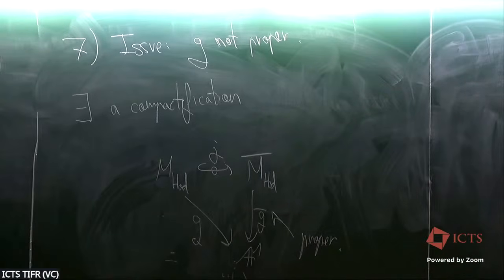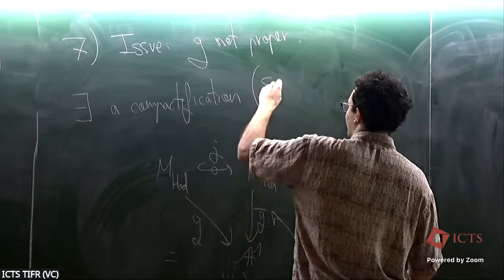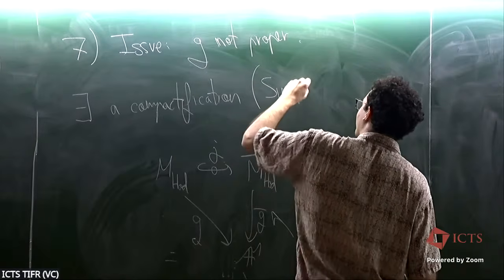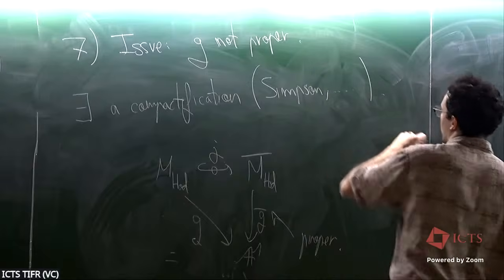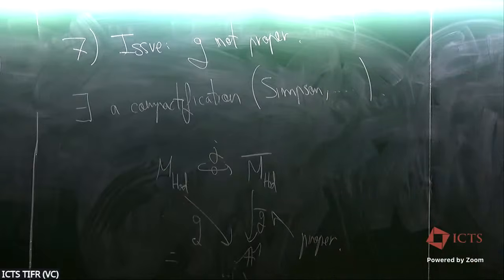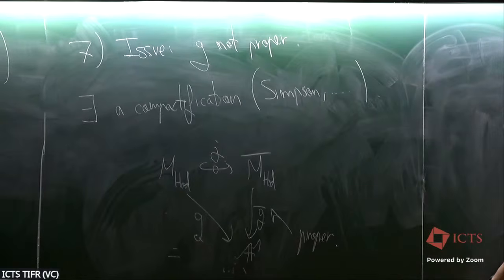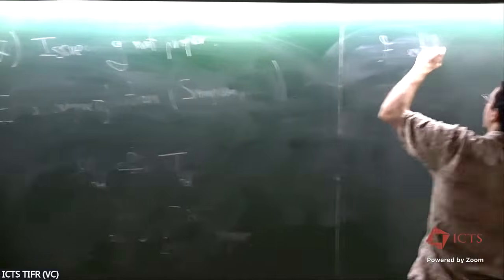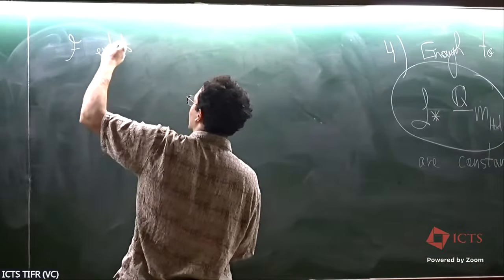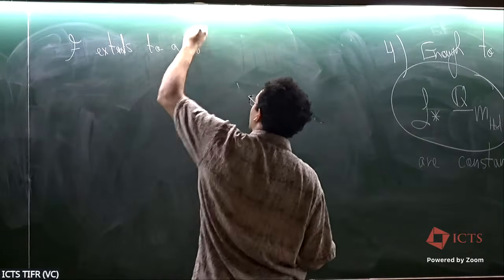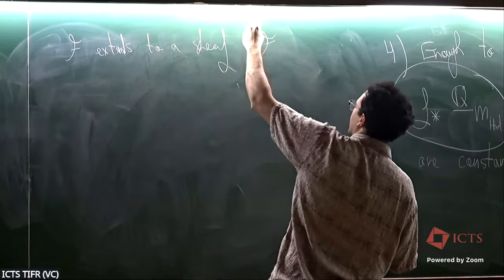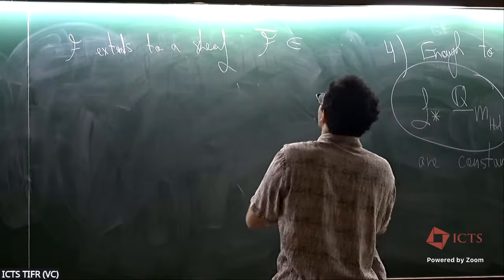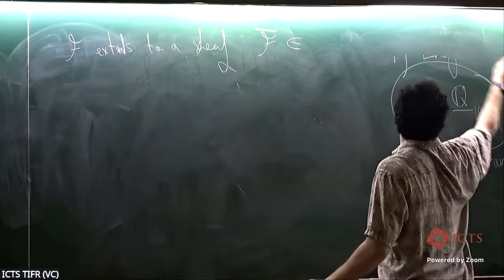And so this was known by Simpson. And then many other people extended this construction. And so what we checked is that F extends to a sheaf F bar in this compactification.